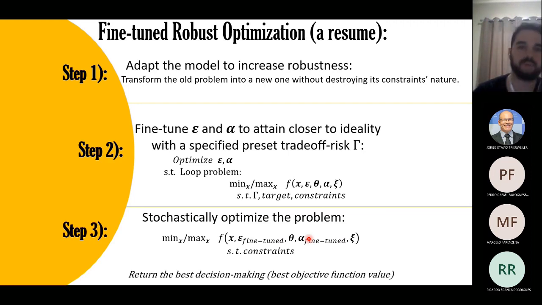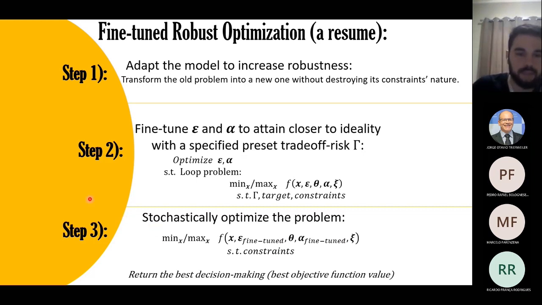So basically the problem is this one. You have to optimize your normal uncertainties and your penalty factors subject to a loop problem. And this loop problem is an optimization problem. It is a transformed deterministic problem that is subject to this preset trade-off risk and your specified target or calculated target, and subject to the constraints of the old problem. Again, we don't destroy the old problem. It must keep its own nature.